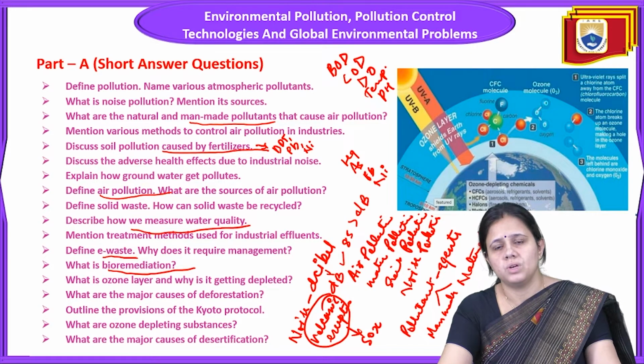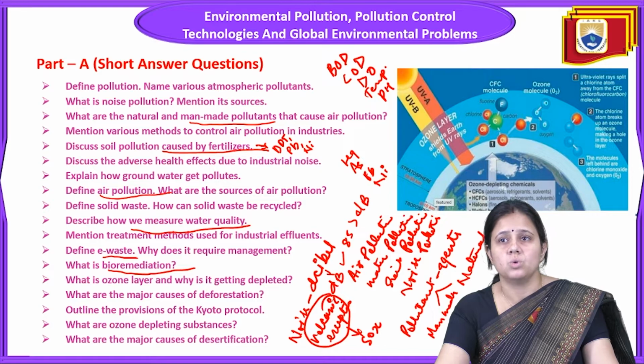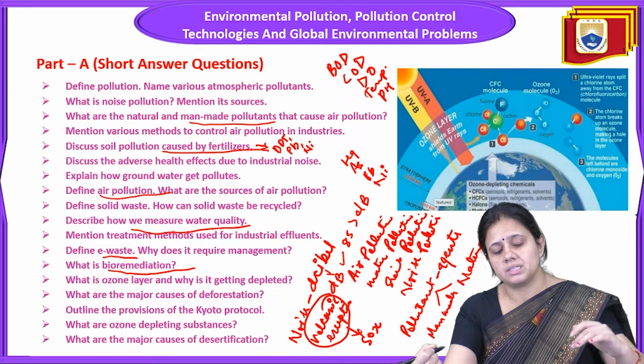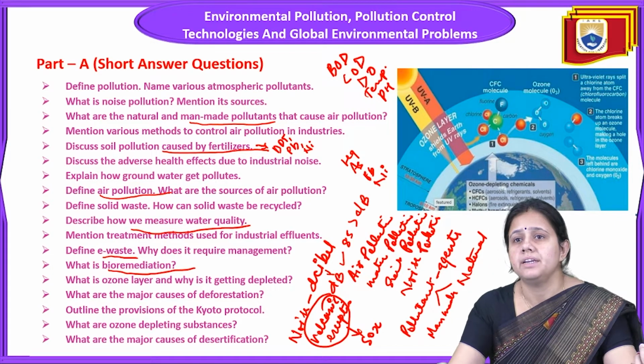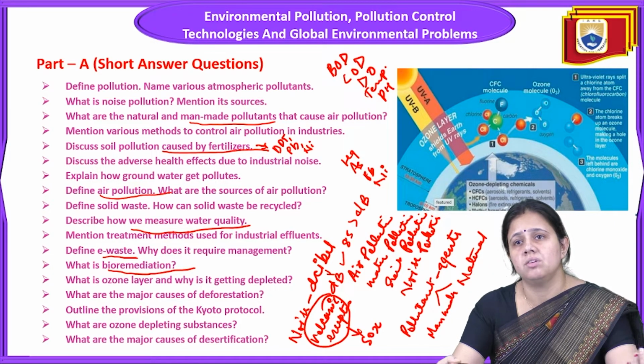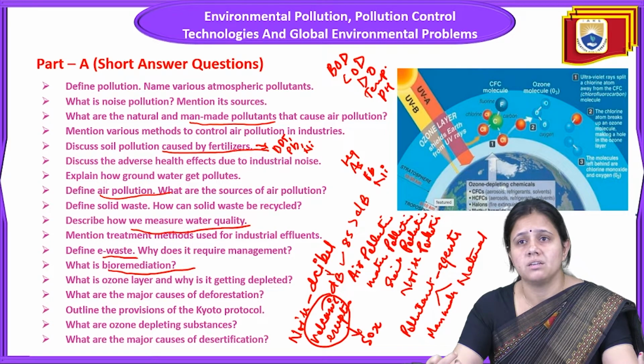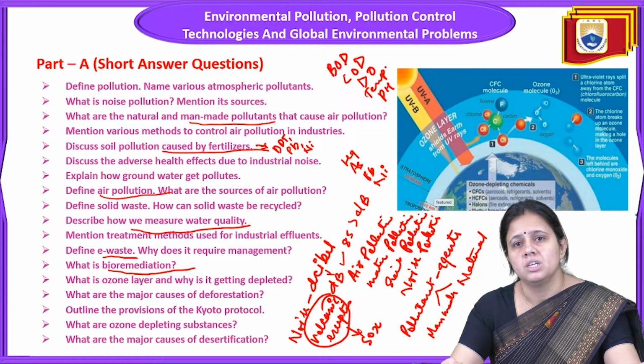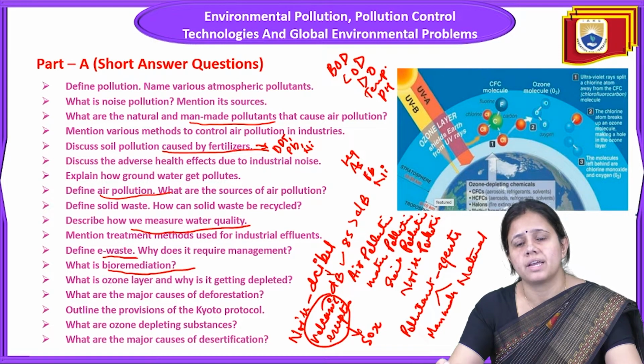Next is: what is the ozone layer and why is it getting depleted? The ozone layer is the layer you can see in the picture. It is present in the stratosphere, and it acts as a shield for Earth from harmful UV rays. The ozone layer filters the UV radiation coming toward the Earth. This is its main function, and it is getting depleted due to the use of chlorofluorocarbons coming from our household activity.